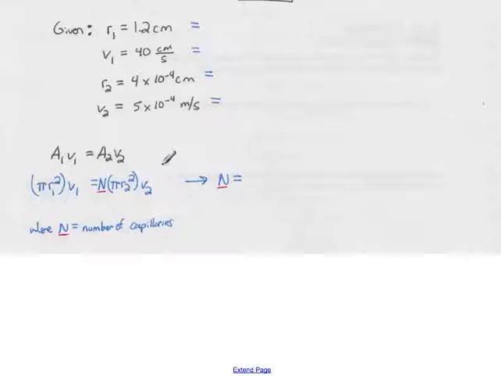Hi, this will be the second set of examples for Chapter 10. This time we're going to look at some examples involving the continuity equation for flow rate and also Bernoulli's equation for fluids. You might note that we're not going to do the last 4 or 5 sections in this chapter just because they're not on the AP exam.